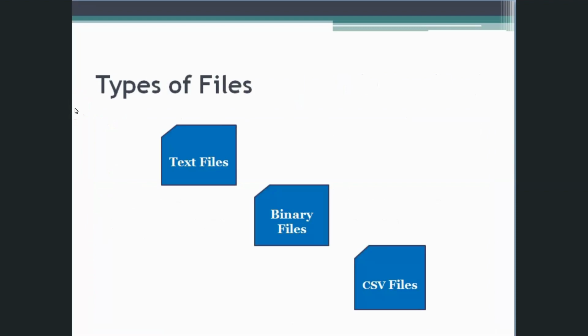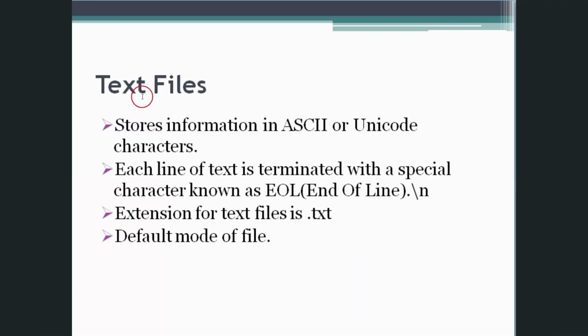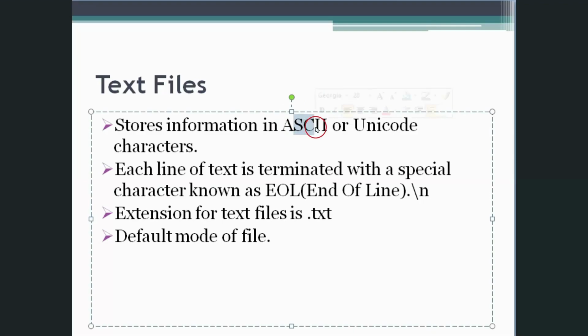Let us see the types of files now. There are three types of files: text files, binary files and CSV files. We'll see the files one by one. First, the text files. A text file stores information in ASCII or Unicode characters. What is the full form of ASCII? It stands for American Standard Code for Information Interchange, and it is used for representing text files. Unicode characters are also used for representing text files.